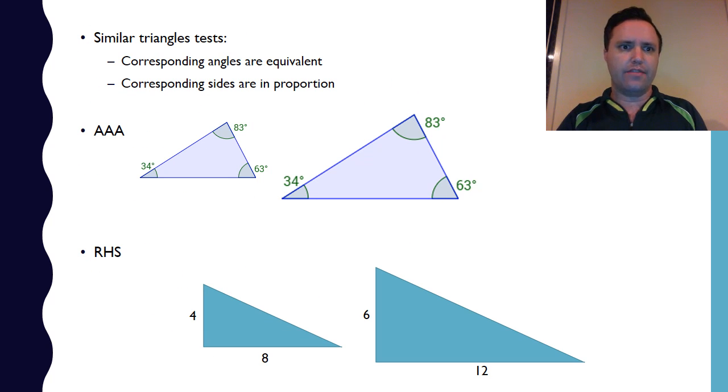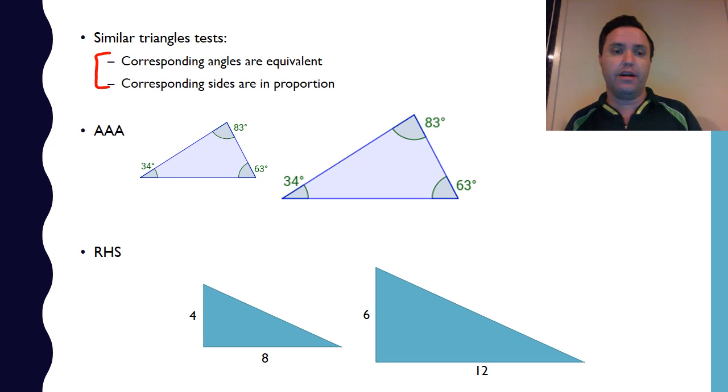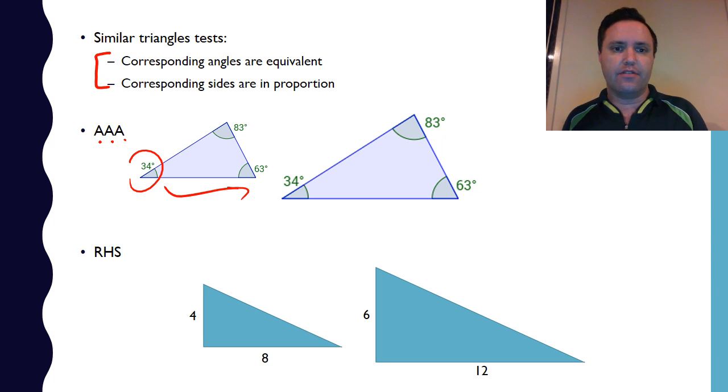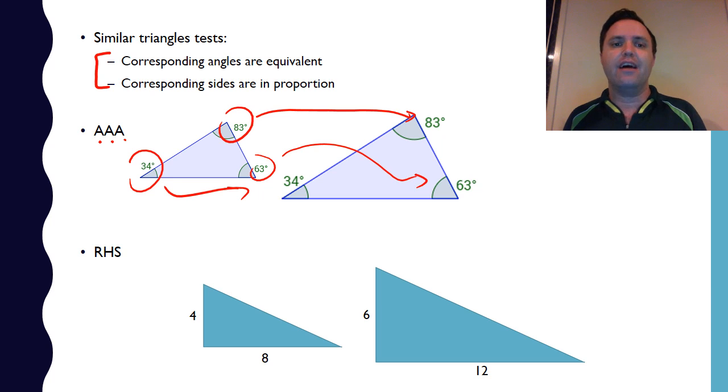We also have the similar triangles tests. These are similar to your congruency tests. Corresponding angles are equivalent for these ones and corresponding sides are in proportion by that scale factor. First one, angle, angle, angle. Please don't get confused with the congruency tests, because remember, angle, angle, angle wasn't one of the congruency tests. But for this one, 34 is the same as 34, 83 is the same as 83, 63 is the same as 63 over here. They're all equivalent. These two triangles are similar.